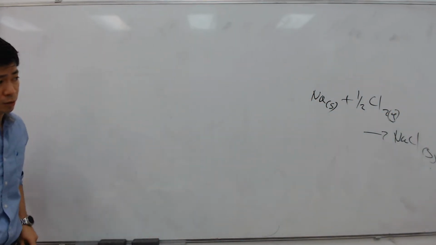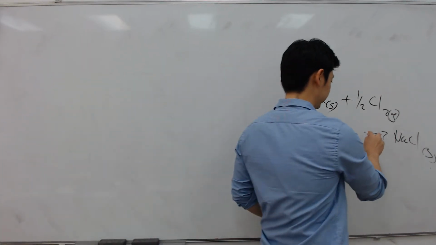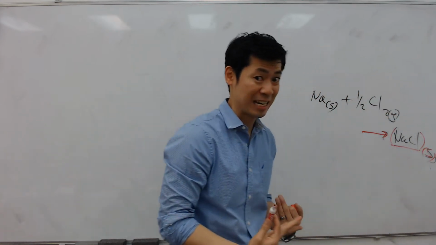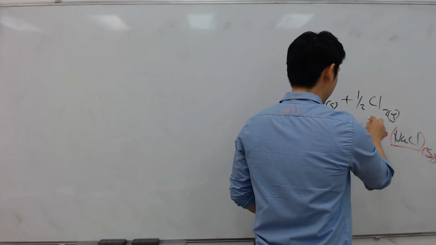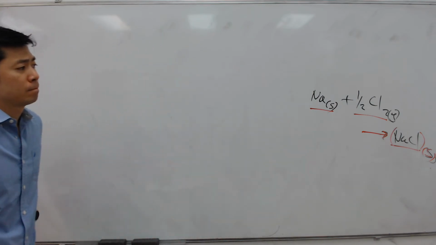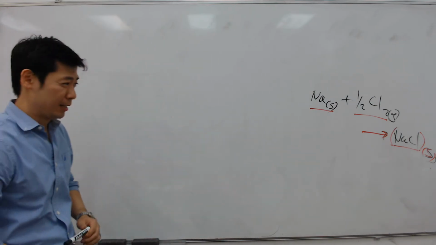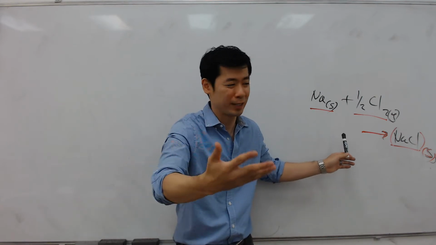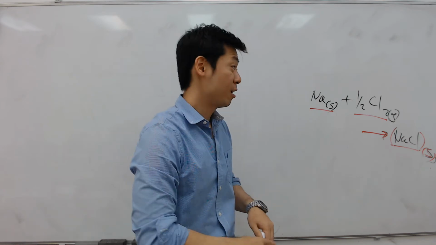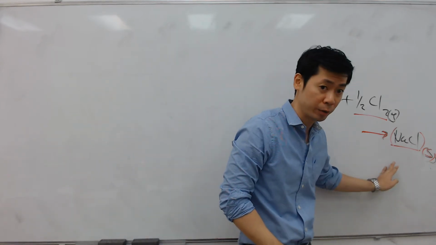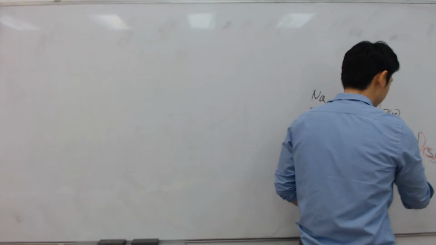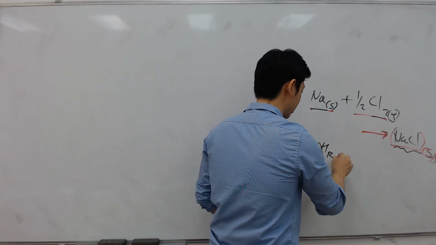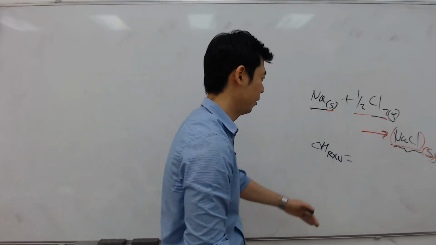So producing one NaCl solid ionic compound from its elements, sodium solid and half of Cl2. It's a balanced equation. Down the road, you will know this kind of equation. It's what we call the formation reaction of NaCl, where you're getting one mole of compound from its elements. The delta H of this reaction is what we call the heat of formation of NaCl.